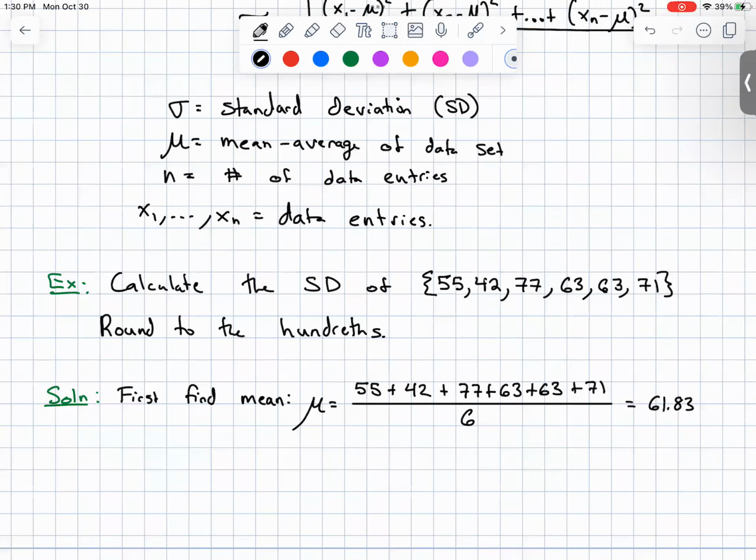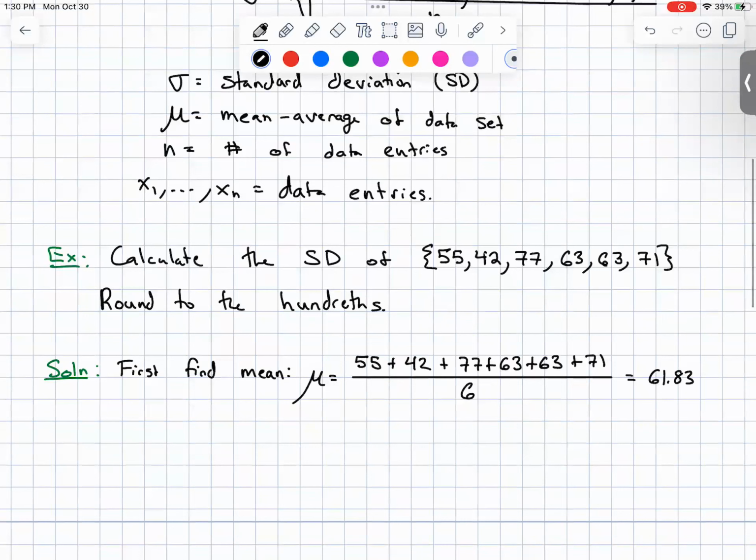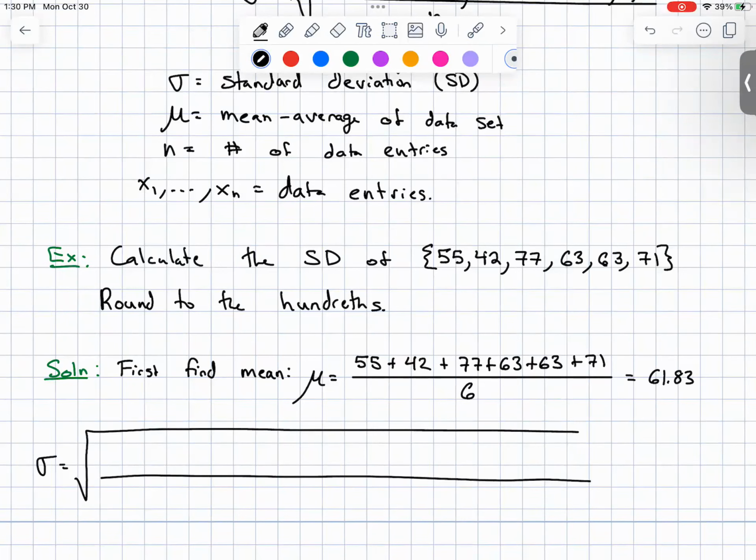So when you're doing this, it becomes a little bit long of a process. So make sure you start your sigma over on the left over here. Make sure you have a full page to write it, because it's going to require a lot of space. I'm going to see how much space I need.